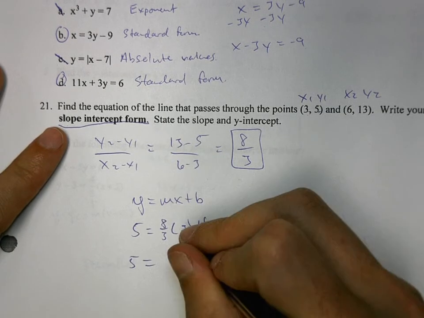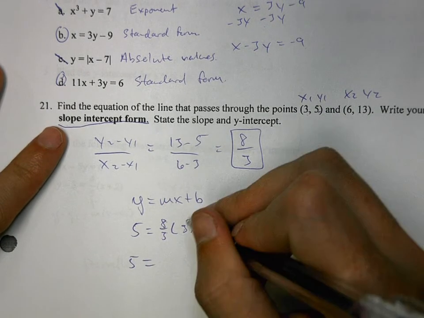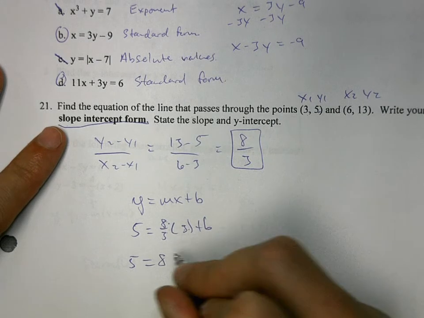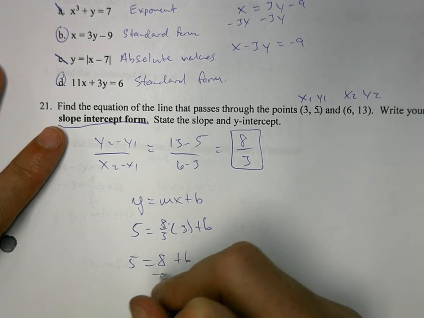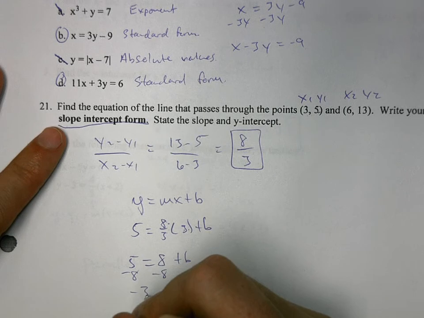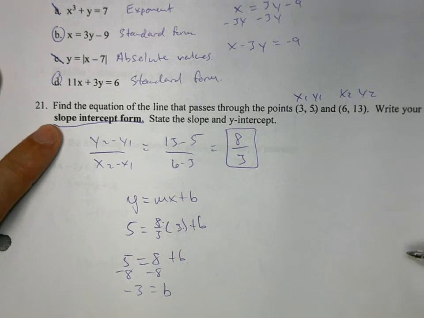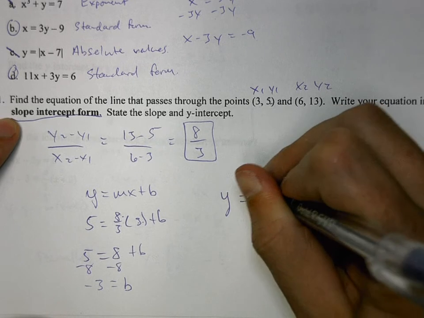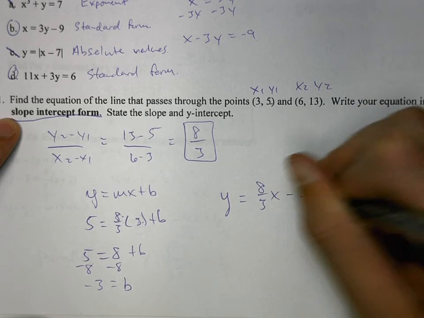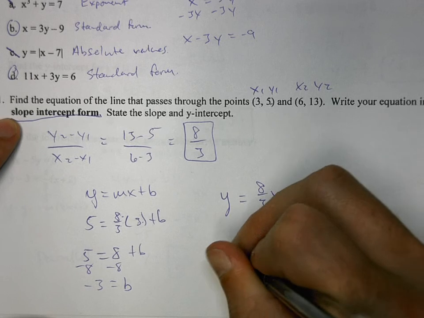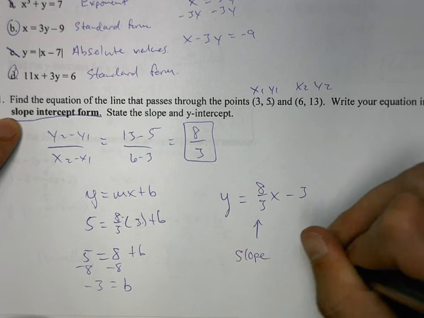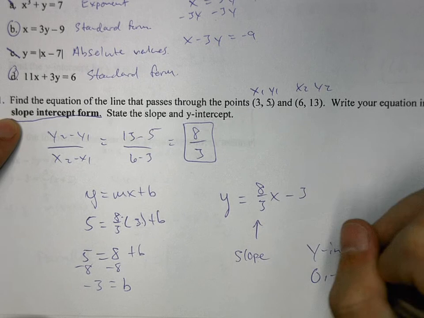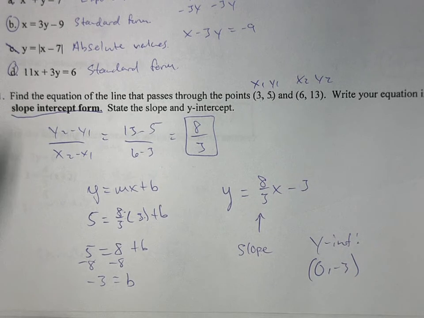Multiply the top, divide by the bottom. 3 times 8 is 24. 24 divided by 3 is 8. And subtract 8 on both sides to get negative 3 equals b. Therefore, your equation is y equals 8/3 x minus 3, with 8/3 being your slope and your y-intercept being 0, -3. Study hard. Good luck.